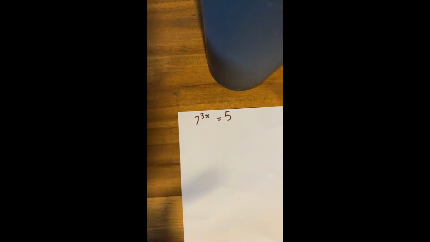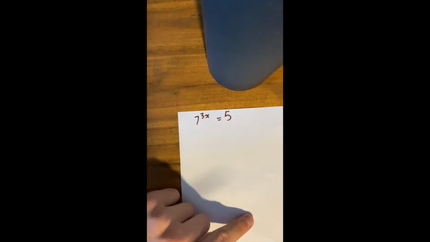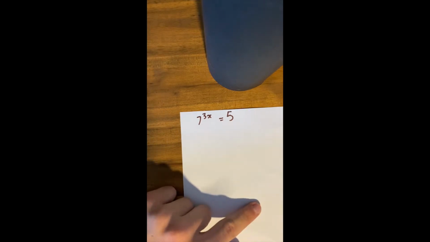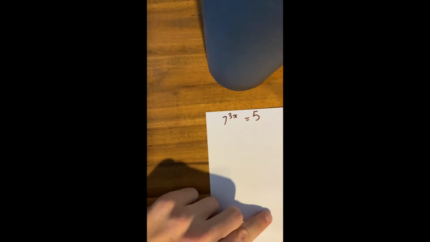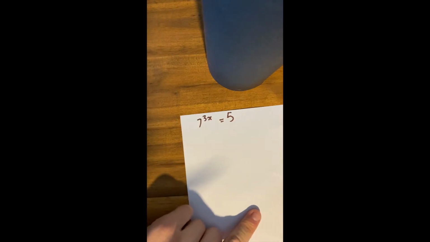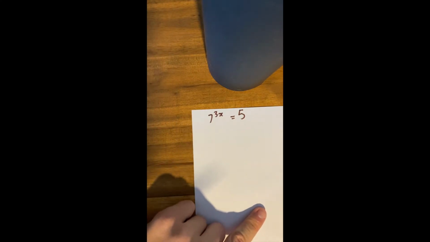What's up guys, and in today's video we're going to be taking a look at how to solve exponential equations through using logarithms. Now essentially this is just an application of the logarithmic laws which you guys should know, but let's take a look at the first case. 7 to the power of 3x equals 5.